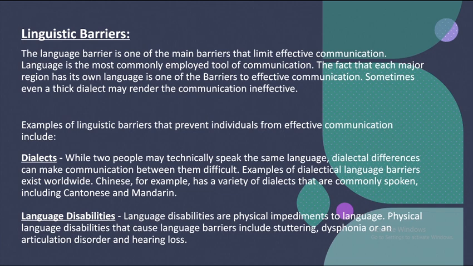Example of linguistic barriers that prevent individuals from effective communication includes dialects. While two people may technically speak the same language, dialectal differences can make the communication between them difficult. Examples of dialectical language barriers exist worldwide. Chinese, for example, has a variety of dialects that are commonly spoken, including Cantonese and Mandarin.